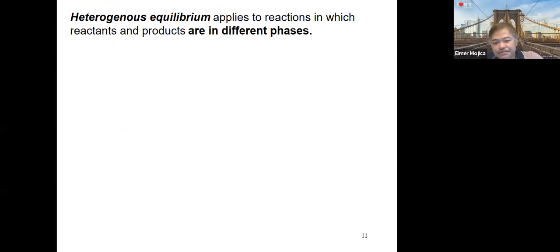Now, what happens if the system that you have is not homogeneous? If the system that you have has more than one phase. So in that case, you're going to have what we call the heterogeneous equilibrium. And you're going to apply the same principle as we have in the equilibrium expression, wherein you only include the gas and the aqueous system. Okay, the gas species and species in aqueous form.